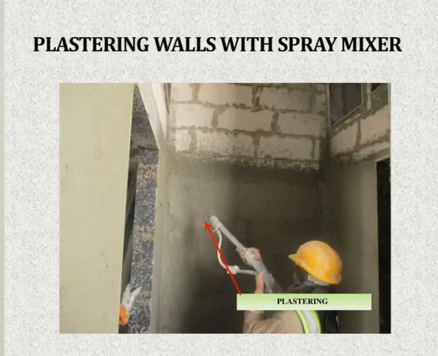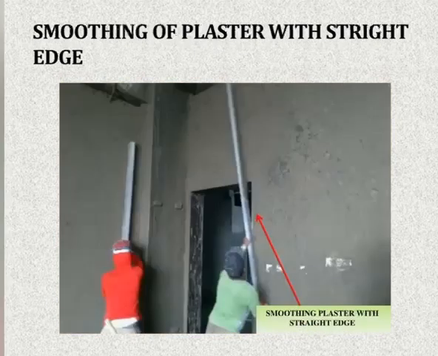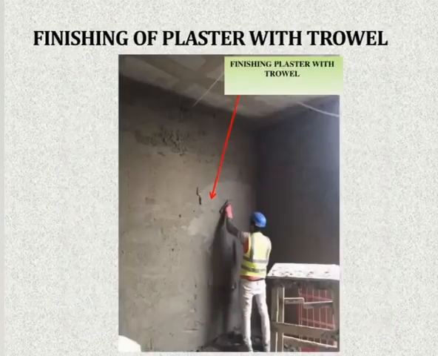Now we have started the plaster. We are doing the spray machine plaster. There is no difference between the spray machine plaster and manual plaster. Only that it is mixed with the machine, and the other is mixed by people. No difference. Now we are smoothing the plaster with a straight edge, and then we will finish the plaster with troweling. Finishing is going on with a trowel.